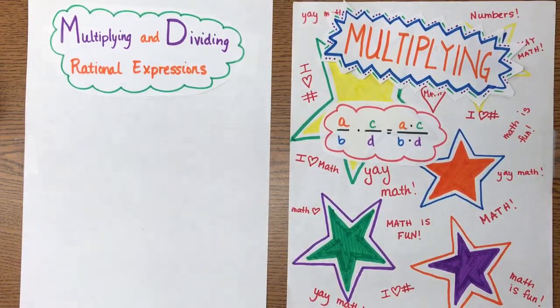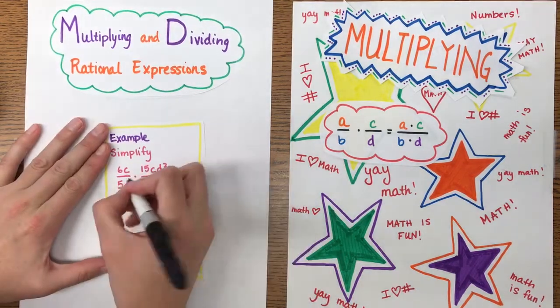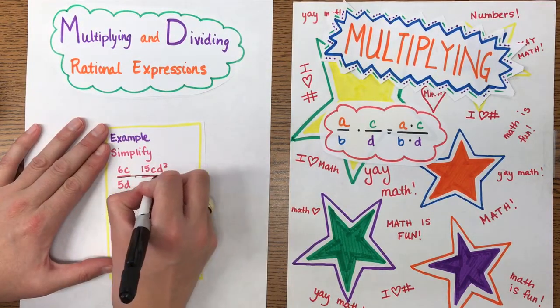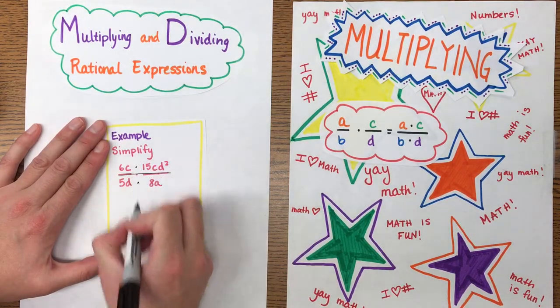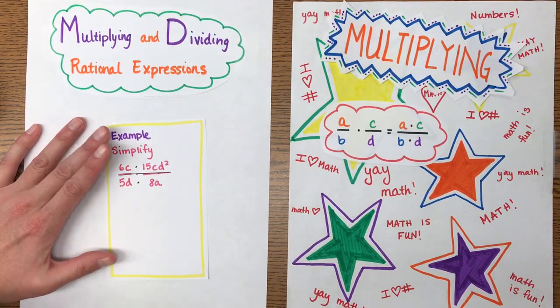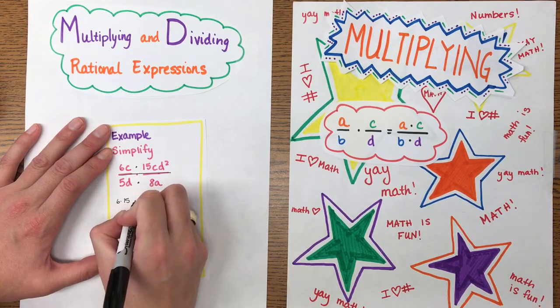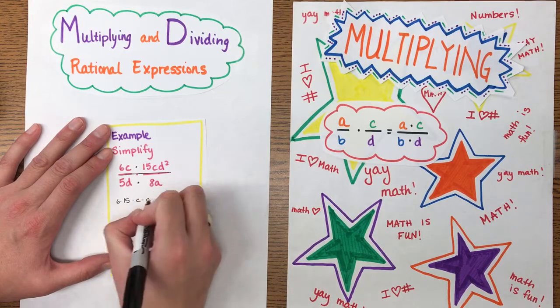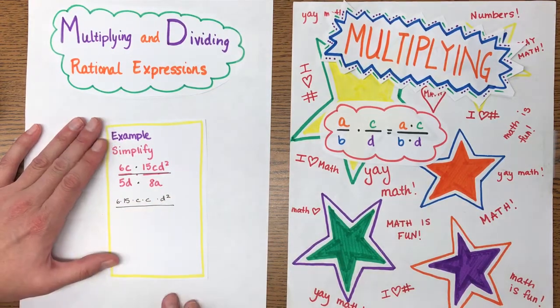So let's start out with a simple example. I have 6C over 5D times 15C D squared divided by 8A. This is essentially the same thing as just turning this into one big division sign with multiplication in the numerator and denominator. When I work through these problems, I like to combine like things, or group them at least, and stack them in the numerator and denominator.